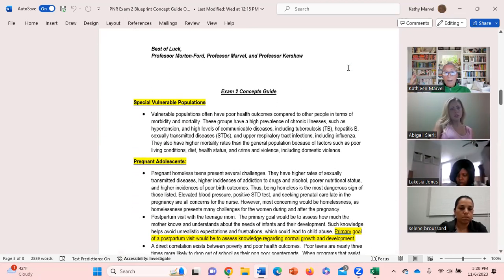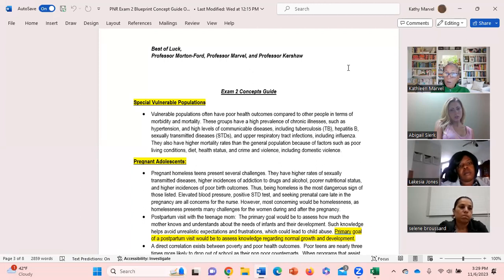So I have organized this to methodically go through the concepts in each week. It should be very easy for you. It should be an easy flow. I would start with this. I told you this for exam 1. I would start with this concept guide.